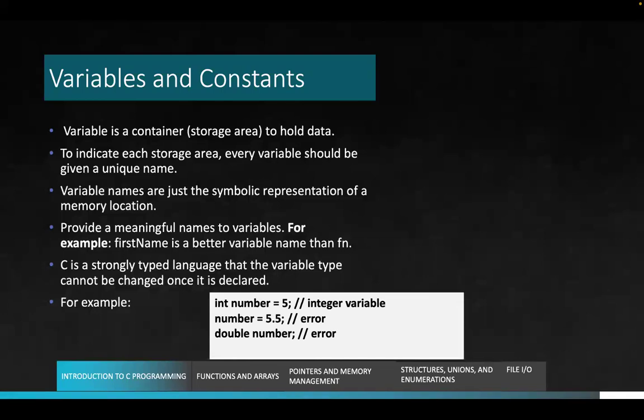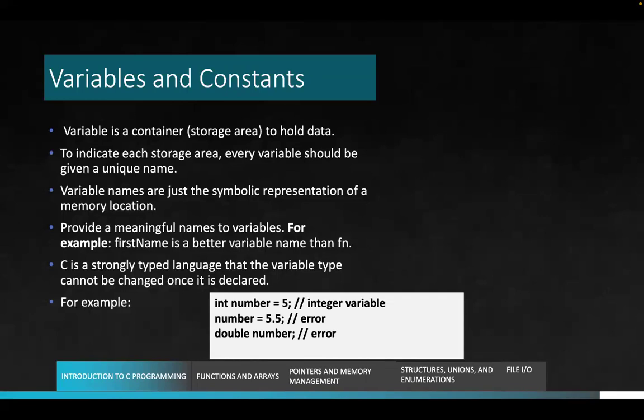Once you declare the variables, you cannot change it, because C programming is a top-to-bottom approach. So all variables get declared at the top of the program, so it cannot be changed. For example, int number = 5.